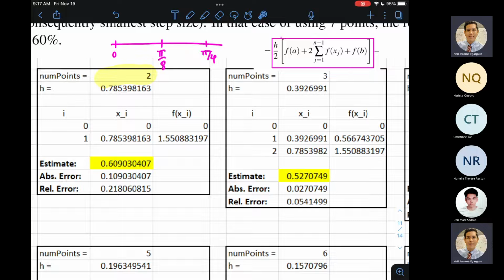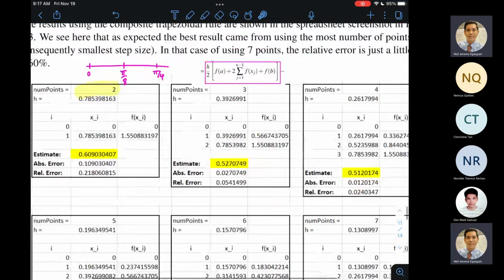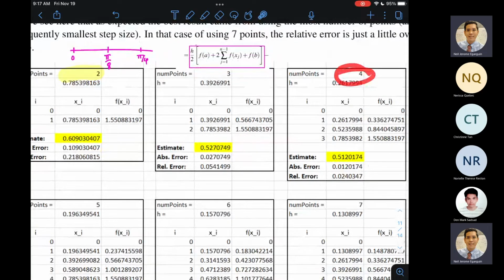And true enough, from 0.10 na absolute error, okay, madidivide siya by something around 4, you see that the absolute error now is down to 0.02, which is close to 0.1 divided by 4. Okay? And so, true to its promise pa naman so far, yung trapezoidal rule. Okay? Now, if we move along and use 4 points, okay? 4 na points yung gagamitin natin. Yung h ay pi over 4 divided by 3, pi over 12 na.